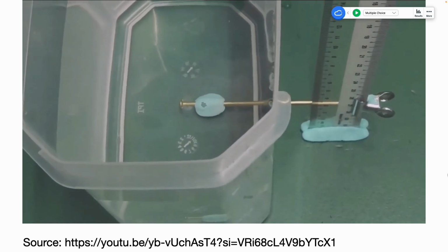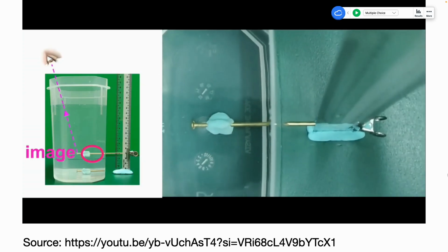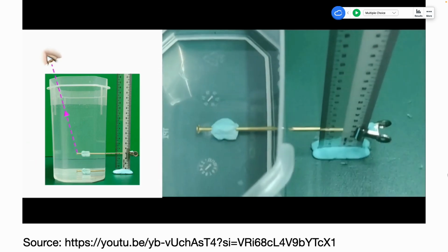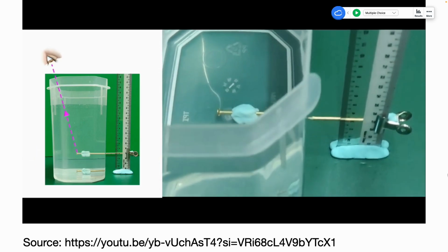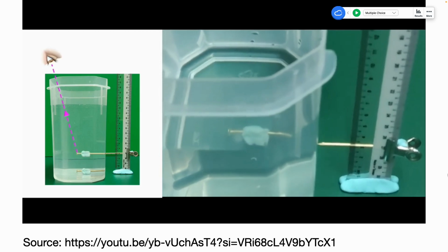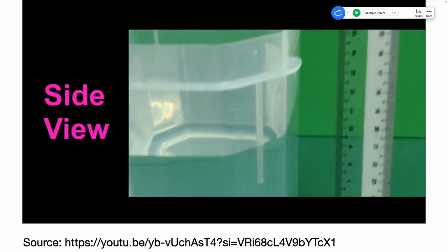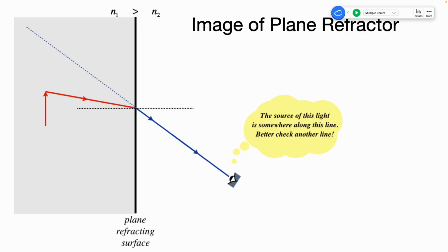So here you see, just by having a plane refractor, you can make something appear to be closer to you. And that's what we're trying to understand in this part of the course. All right, so plane refractor.